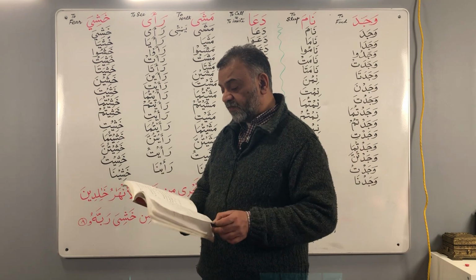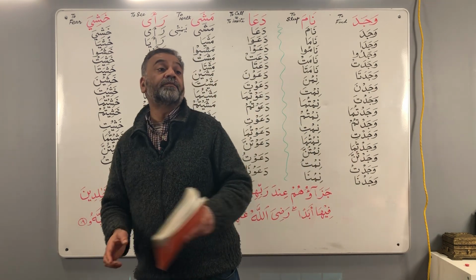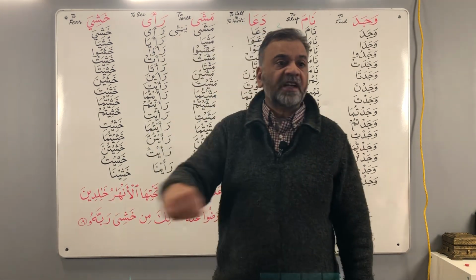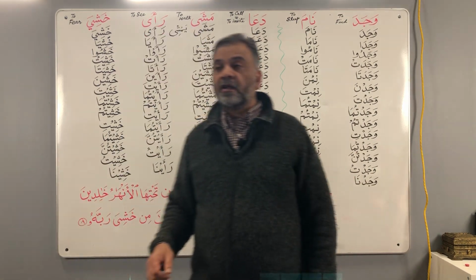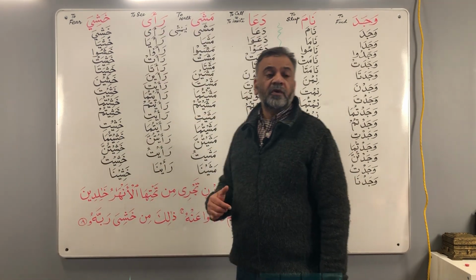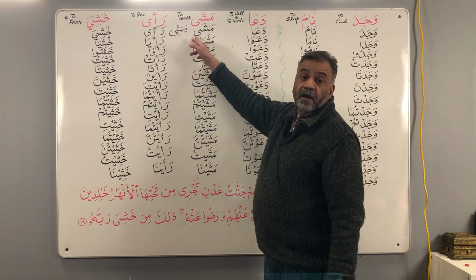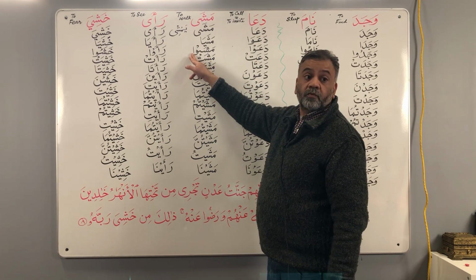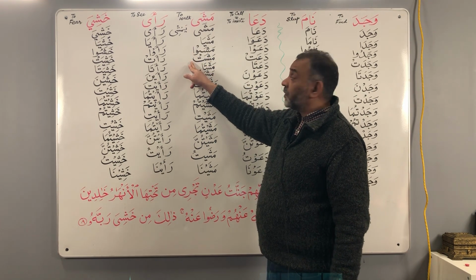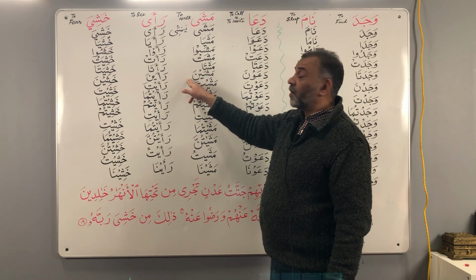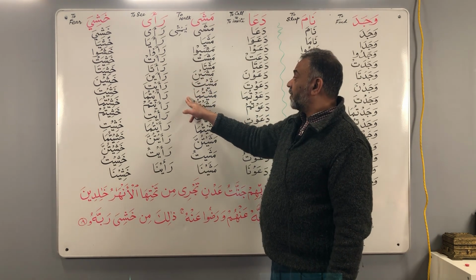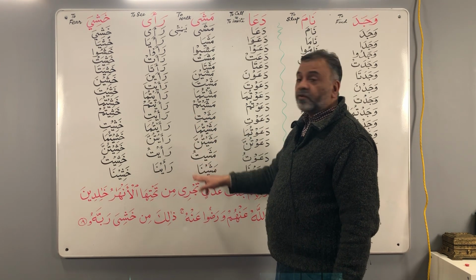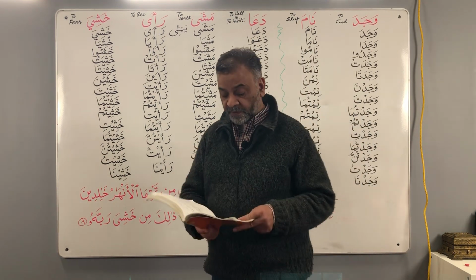Let us go and do exercise number 2, kawa. Kawa means he ironed, right? Kawa is used in the main lesson as well. So, we do the drill for kawa. Kawa, kawat, kawaita, kawaitumma, kawaitum, kawaiti, kawaitumma, kawaitunna, kawaitu, kawaina, right.